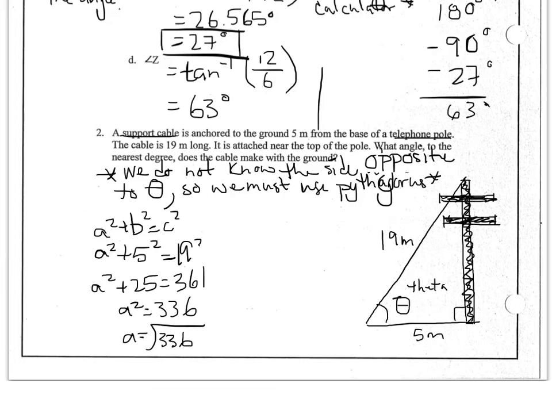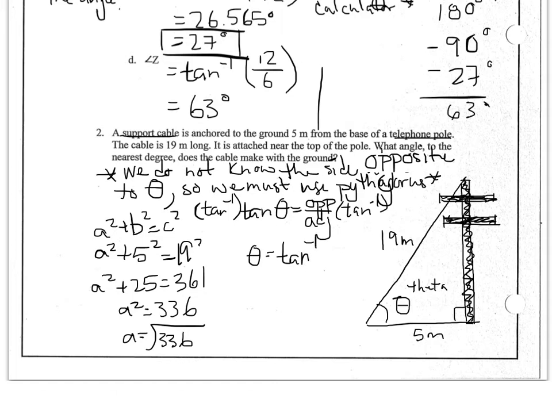Okay. We know that tan of theta is the opposite over adjacent. In order to get rid of the tan on this side, I'm going to multiply by the inverse of tan, so the opposite of tan. This is the same as dividing by tan. Okay, so when I work this out, it ends up being theta equals tangent inverse of opposite over adjacent.